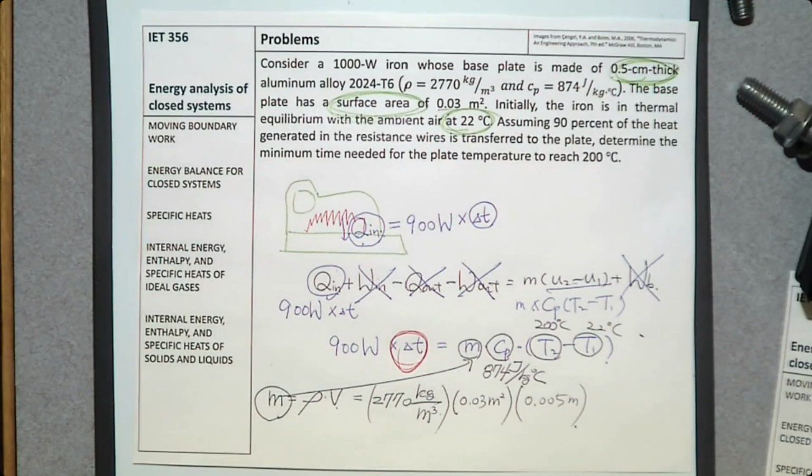Any question about this problem? What? M is density times volume. So you can solve this equation to determine M. 874 is specific heat.